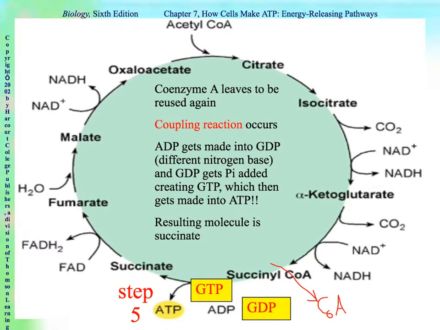All right, in step 5, we have coenzyme A leaving, and we have a coupled reaction occurring. ADP is going to get made into GDP, which is the same thing as ADP except it's a different nitrogen base. And then GDP is going to get the inorganic phosphate added to it, creating GTP, which can then be converted into ATP. All of those crazy coupling steps turns succinyl coenzyme A into succinate. Succinate then is still a 4-carbon molecule.